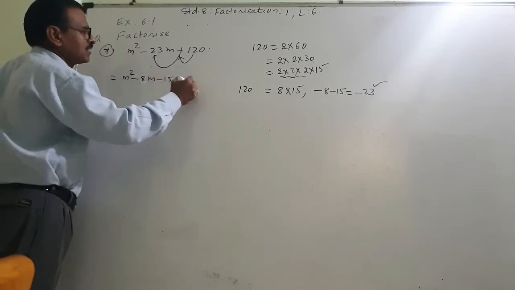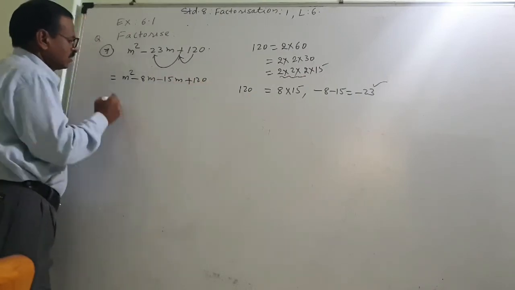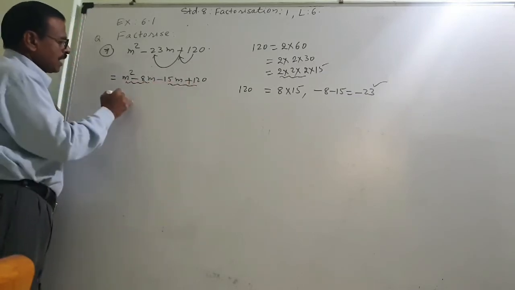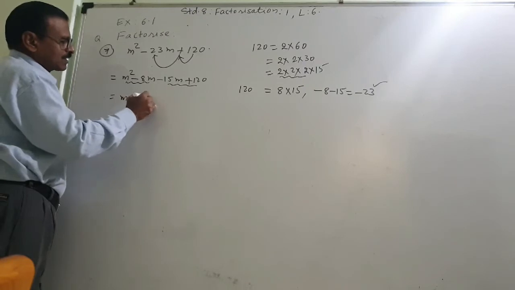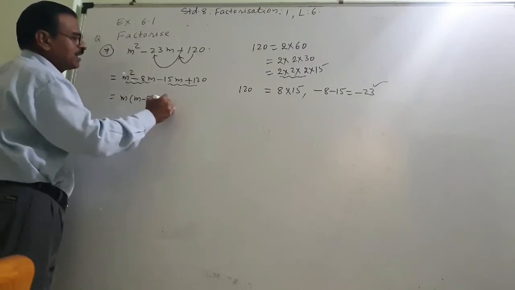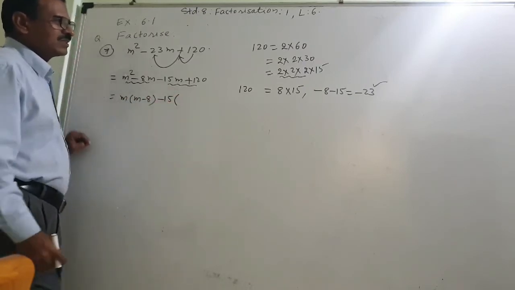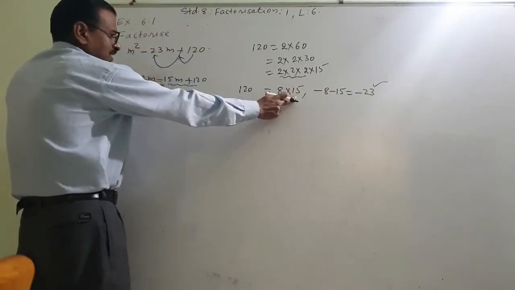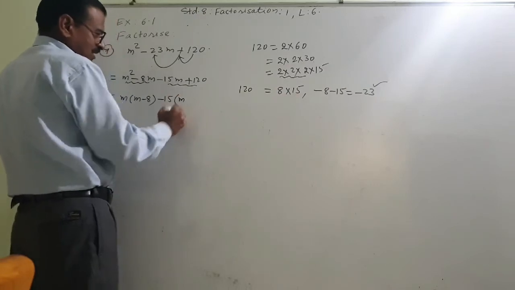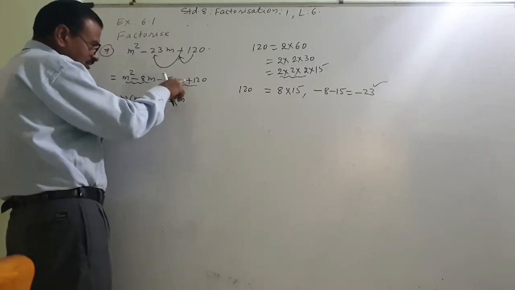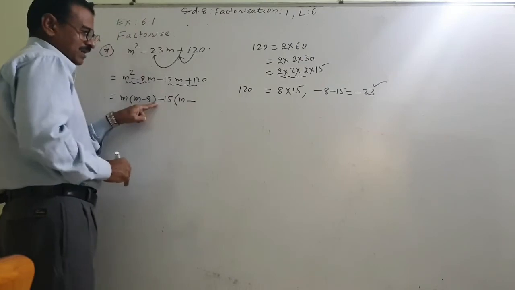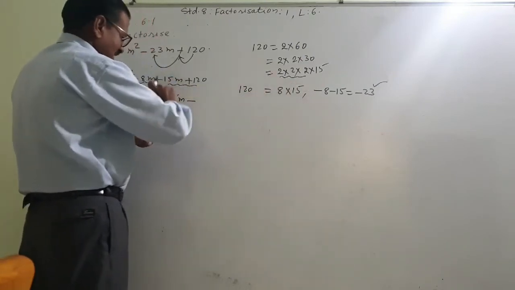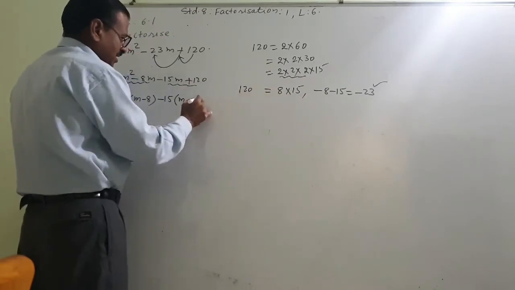15m plus 120. So that is equal to groups. m is common, m minus 8. Minus 15 is common. Why? This 120 is nothing but 8 into 15. Out of that, this 15 is taken. Here remains m. Now minus is taken, so this plus sign will turn to be minus. Now this is 8 into 15. Out of that, 15 is taken out. So 8 will remain here.